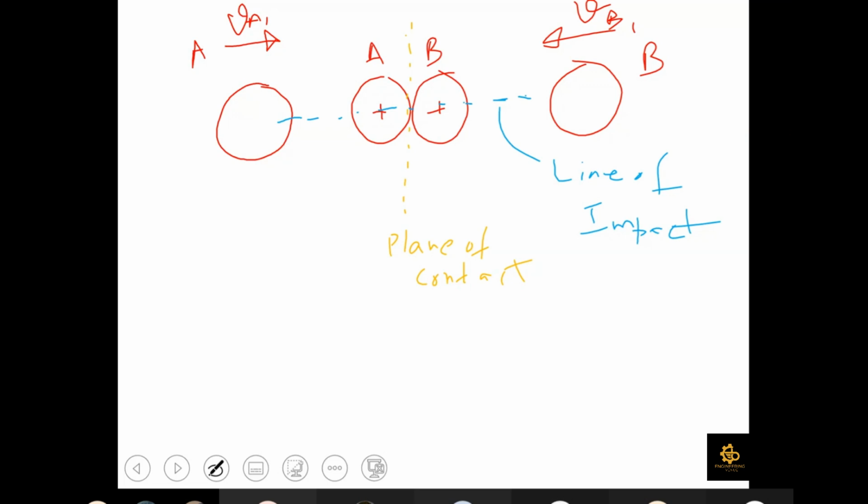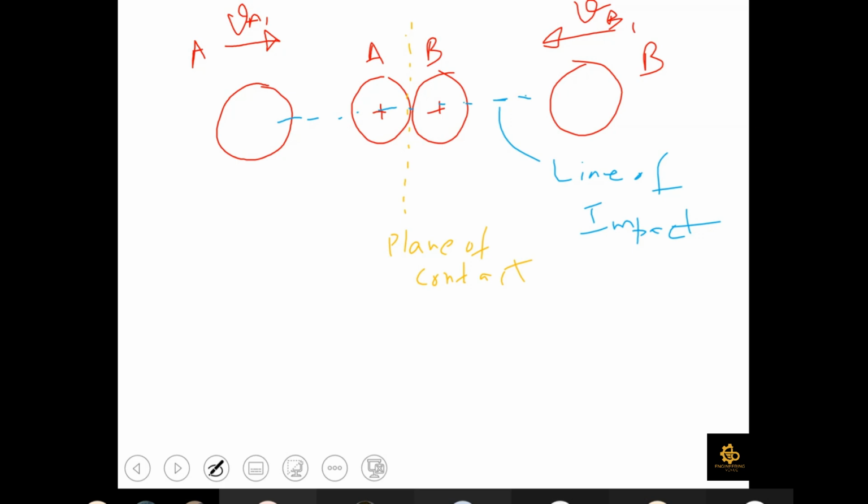Okay, now how are you going to differentiate between central and oblique impact? Because the procedure for analysis of both types of impact is different from each other. So first of all you need to identify which category this impact belongs to, and then accordingly we can apply its mathematics and equations.